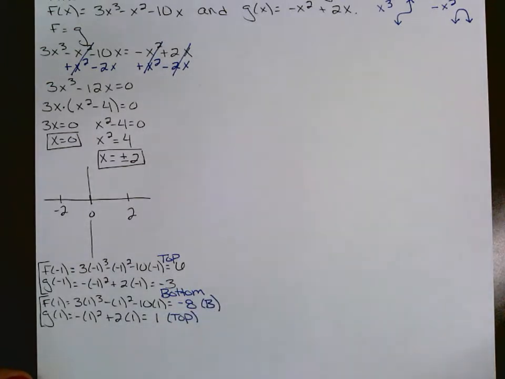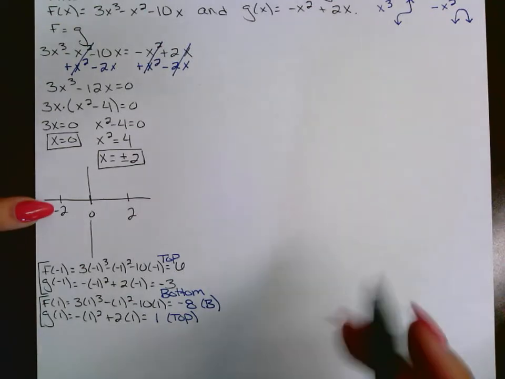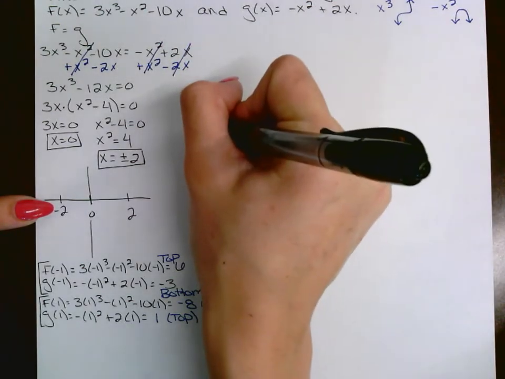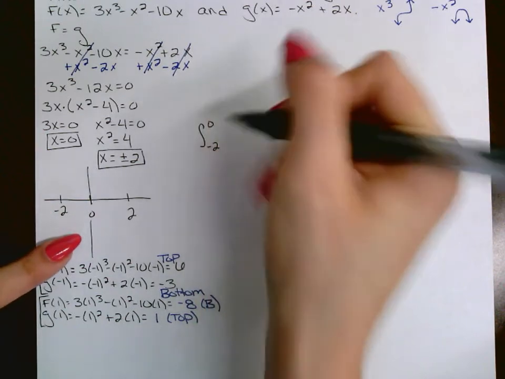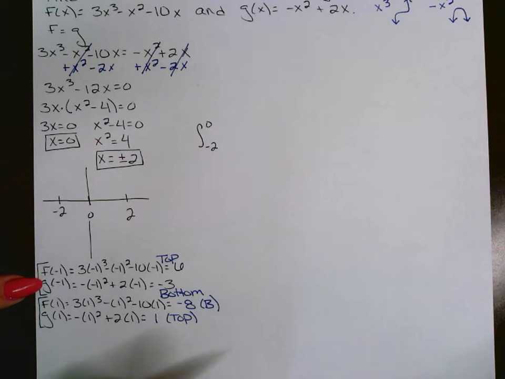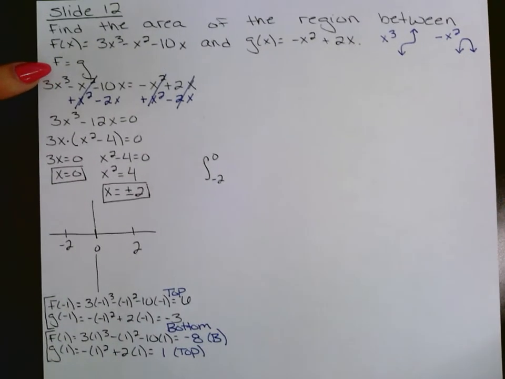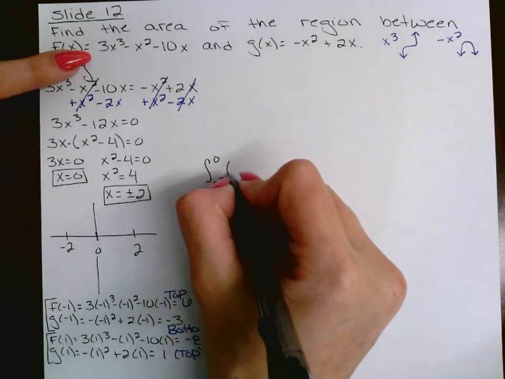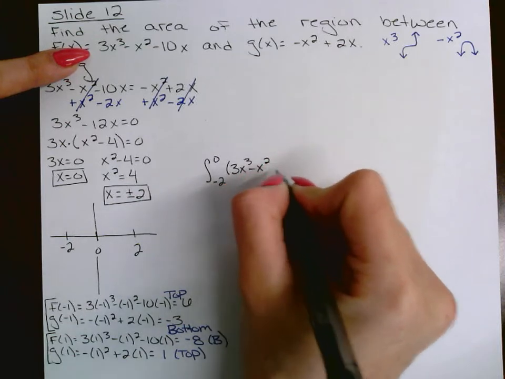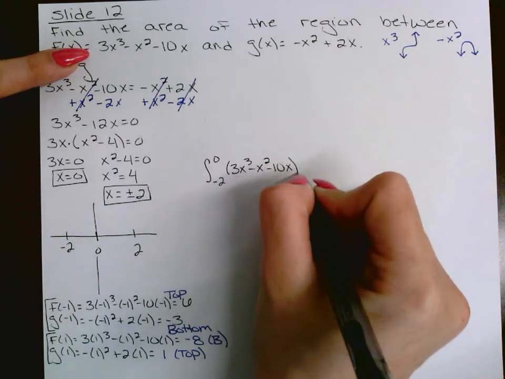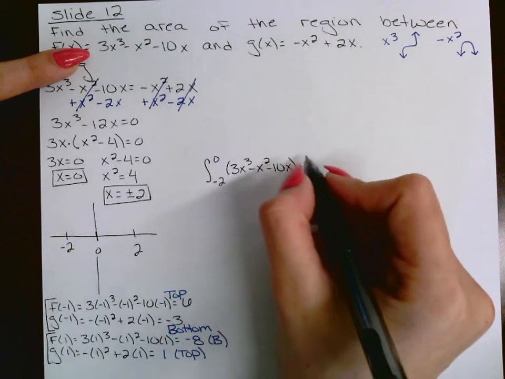Okay. So without having to continue drawing this, I can already set up my integration. Okay. So I have my integral from negative 2 to 0. And within this portion, this first part, who do we say is on top? F of x, which, let me scroll back down, is right here. Minus the bottom, which would be g of x.